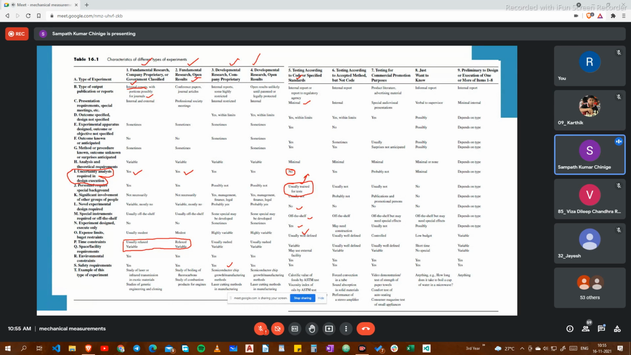And the rest of the things are testing according to accepted method but not code. Testing for commercial purpose. These all come under testing only. They all follow a specified code. So you can look at these two in your free time.